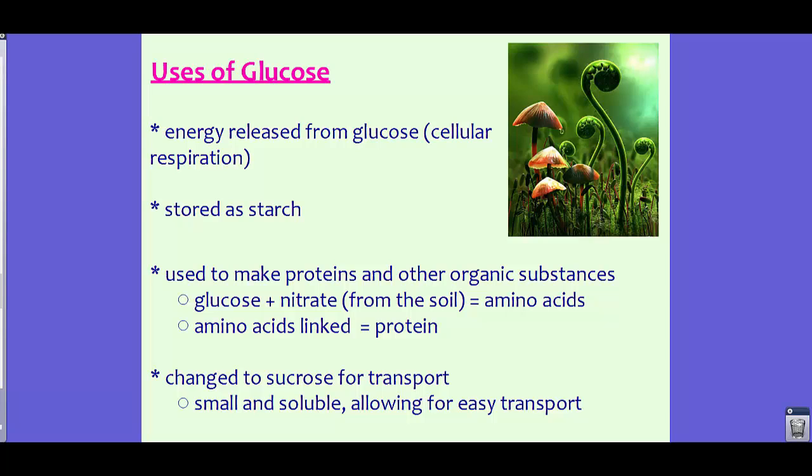So glucose is used for a variety of things. Remember, it's used to make proteins. It is changed to sucrose for transport. It's stored as starch. And the energy that releases from the glucose is from the process of cellular respiration.